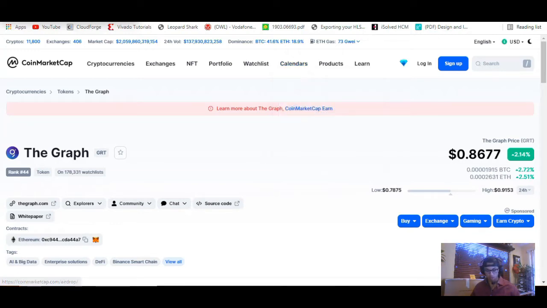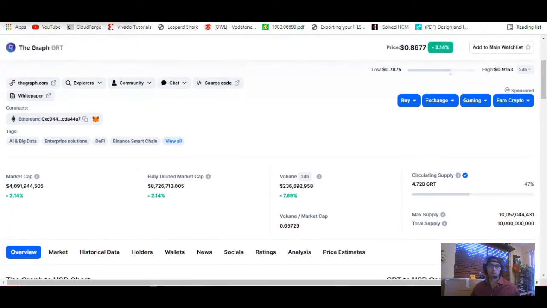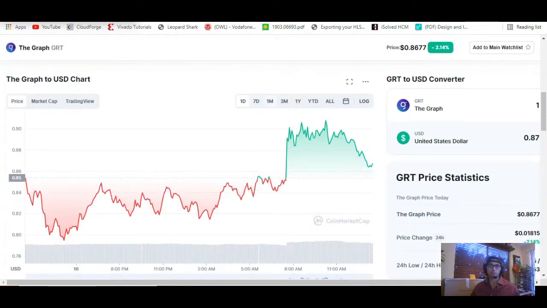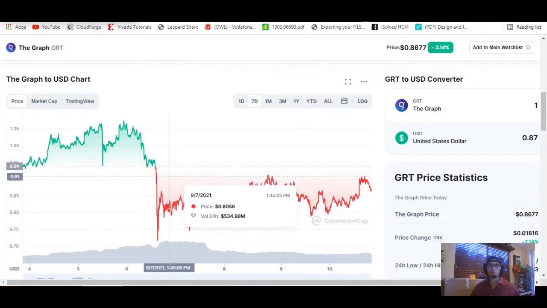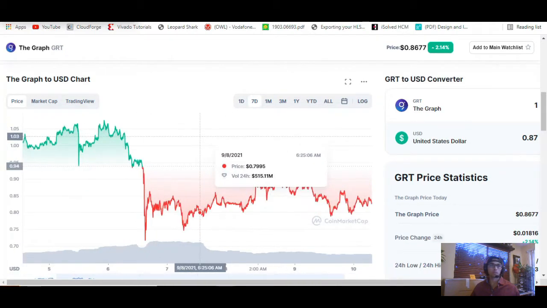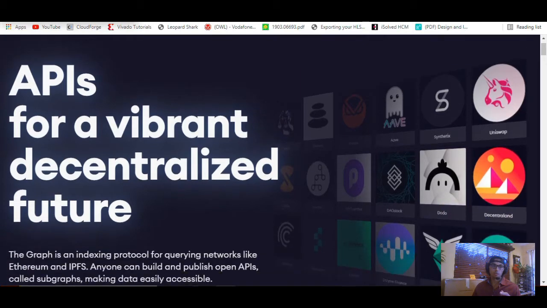All right, this is the current graph price as of this recording. There was a bit of a drop a few days ago. I'm not going to get into that though. So the graph website, as I said, has a lot of documentation. We're going to step through all of it, not from a developer perspective, but from just an analysis perspective.